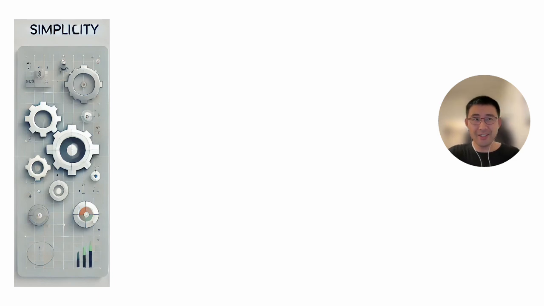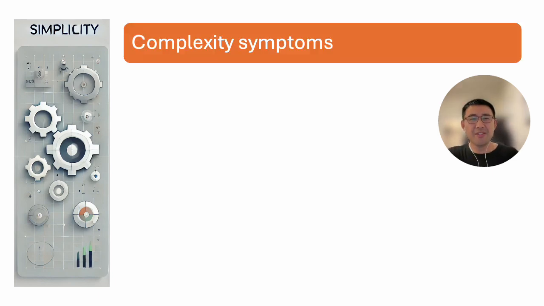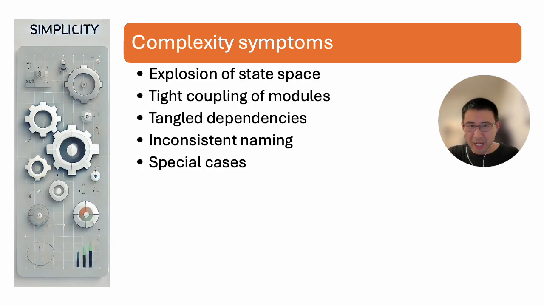The second one is simplicity. If the system is overly complex, then we've seen problems like an explosion of state spaces that becomes too complicated to manage. We have tight coupling of modules, such that you turn one knob and everything changes. We have tangled dependencies. If you upgrade one component, the whole system crashes without easy ways to fix it. There's inconsistent naming. There's one variable called this in this place and another called something else, and unless you go into the code base, it's hard to figure out whether they're the same or different. And there are a lot of special cases that you need if-else conditions to deal with.